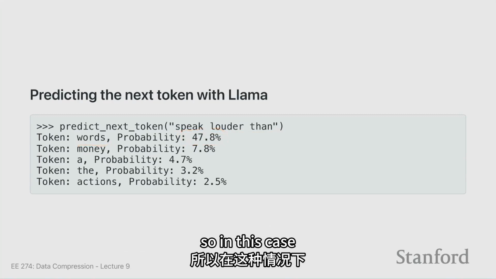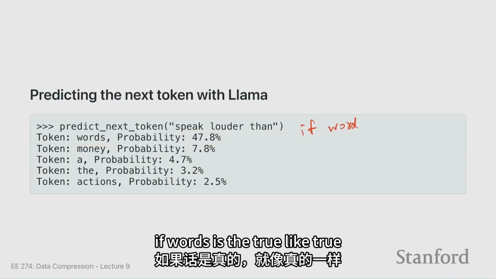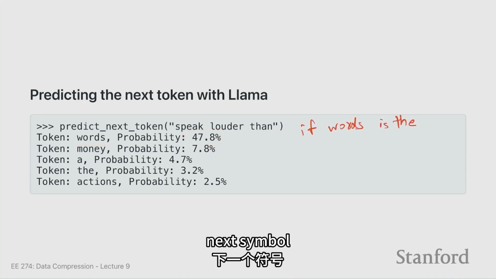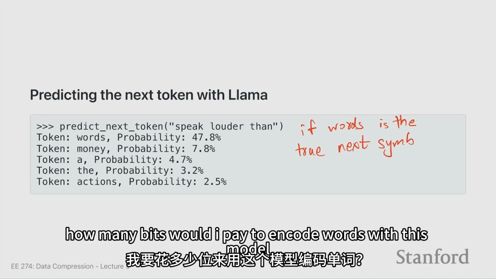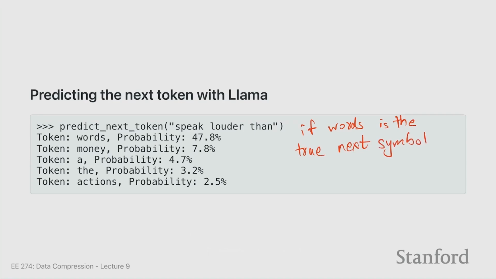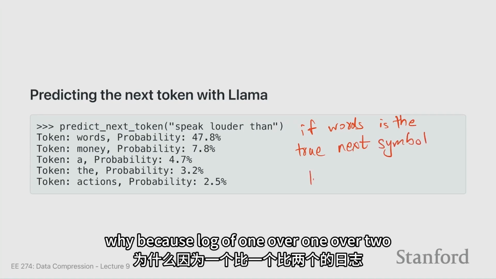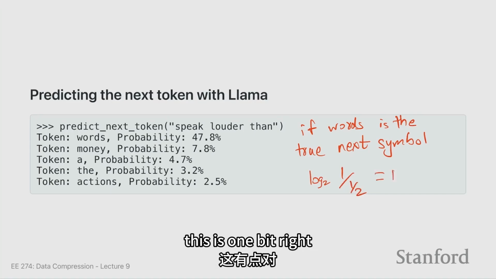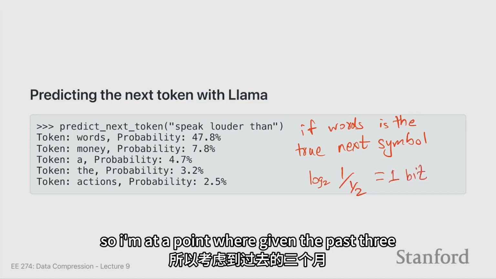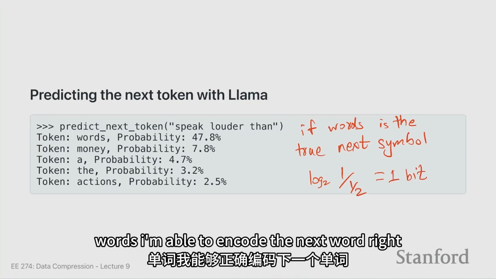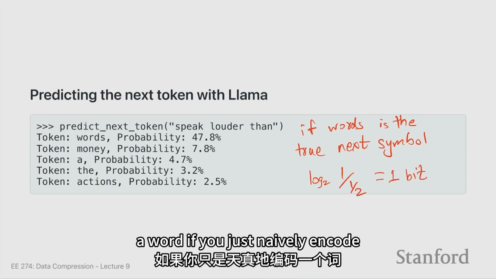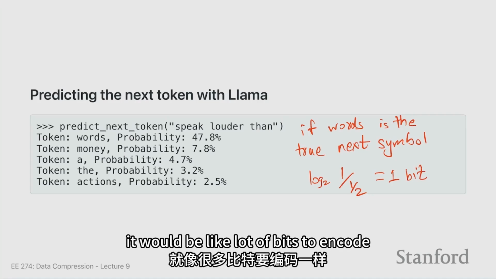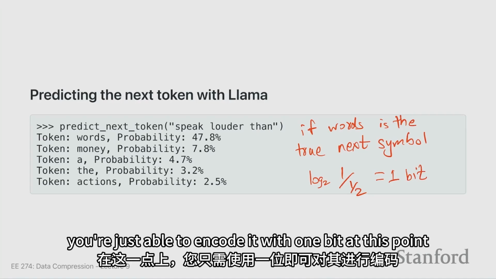So in this case, if "words" is the true next symbol, can somebody tell me roughly how many bits I would pay to encode "words" with this model? Yes, 1, because log of 1 over 2, since half is roughly the probability here. This is 1 bit. So I'm at a point where, given the past 3 words, I'm able to encode the next word. A word, if you just naively encode it, would be a lot of bits. You are just able to encode it with 1 bit at this point.